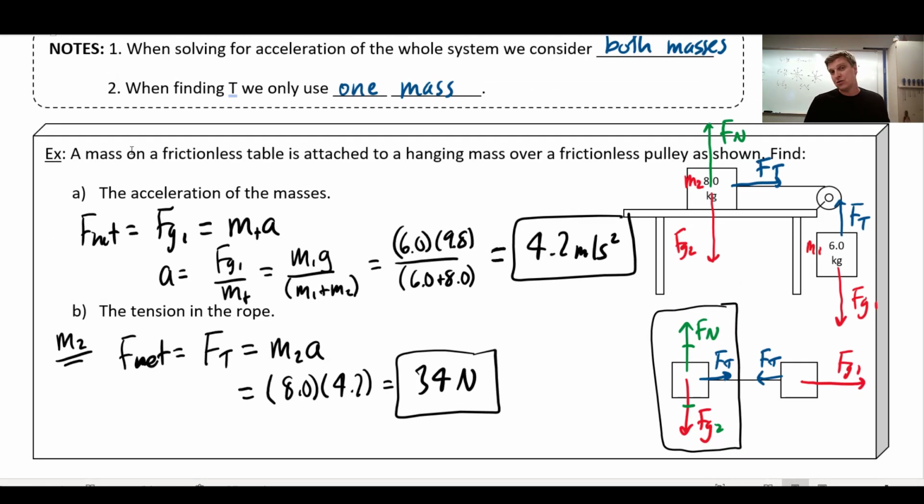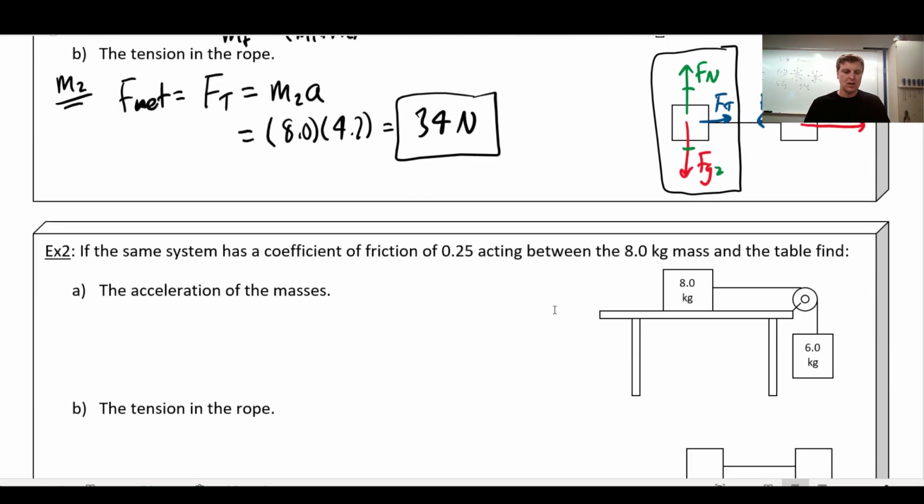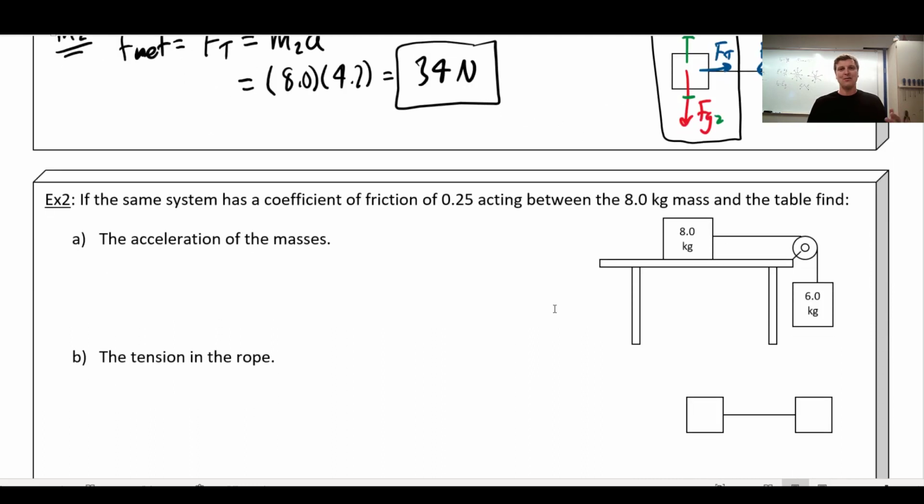Okay. There's one more example here, which is what happens when we throw friction in the mix. And so I'm going to encourage you to try that one on your own, see how you do with that. A little bit trickier, but I feel like you can do it. Okay, and that is it for tension.